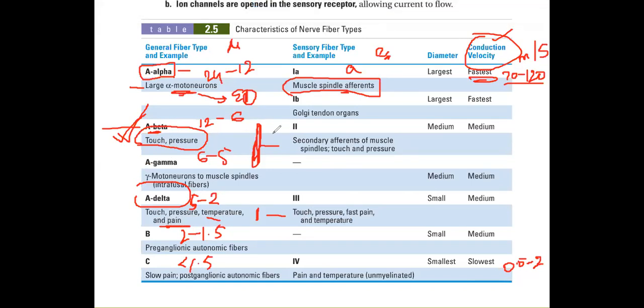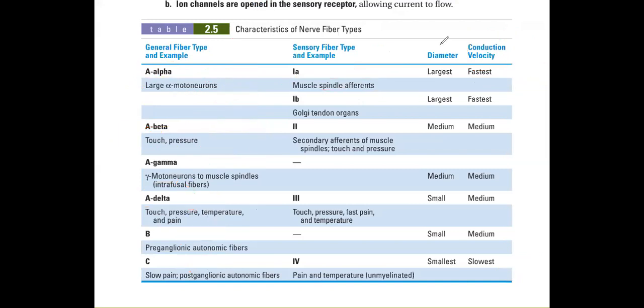Then we come to A gamma. Let me clear this mess. When I come to A gamma, we have the motor neurons to muscle spindles. Again I'm talking about muscle spindles, but they are different from these ones. These ones are just taking the impulses to the CNS directly, and not interconnecting the interneurons.